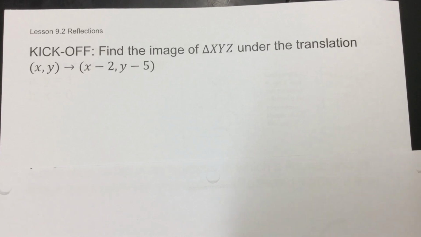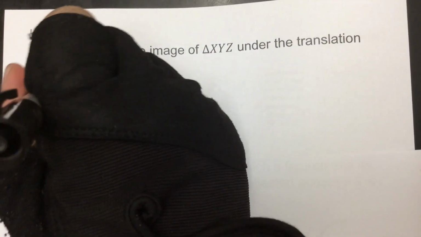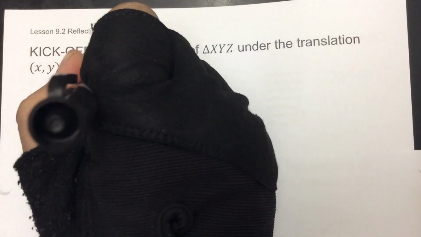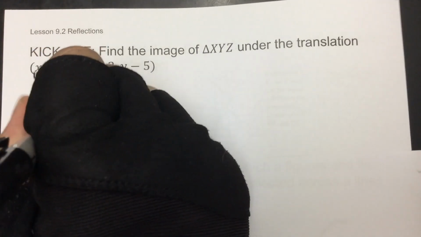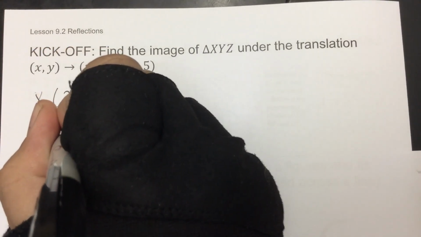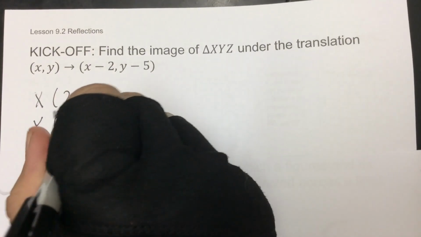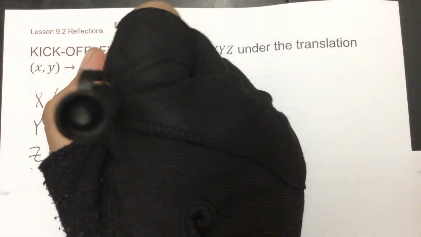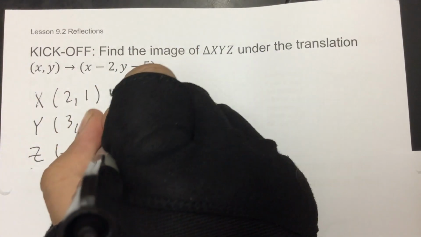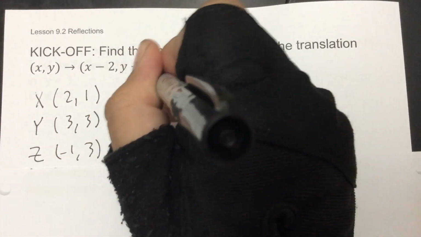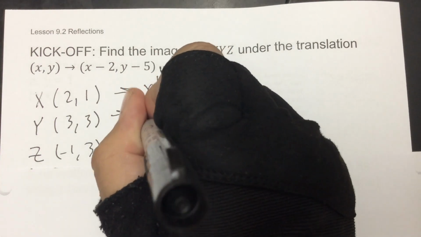So, these are the points we're looking at. X here is going to be at (2, 1). Y is going to be at (3, 3). And Z is at the point (-1, 3). So we're going to map those over to a new point: X prime, Y prime, Z prime.